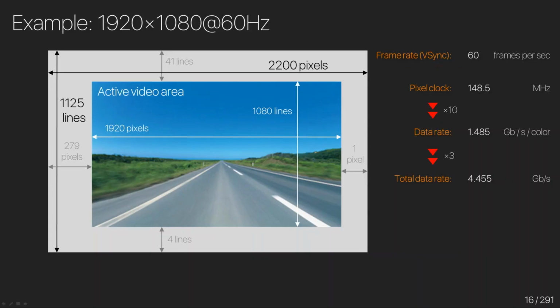So if we take our pixel clock frequency, we can also calculate the data rate. So we know that we've got 148.5 million pixels being refreshed every second. And so for each color component, each subpixel, that's 10 bits of new data. So if we times that by 10, we get 1.485 gigabits per color. And we've got 3 color components, so we times that by 3 and we get the total data rate. And yeah, we'll look in a minute at why we need 10 bits per pixel.